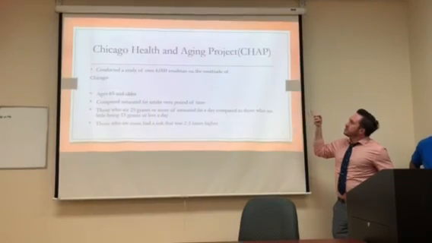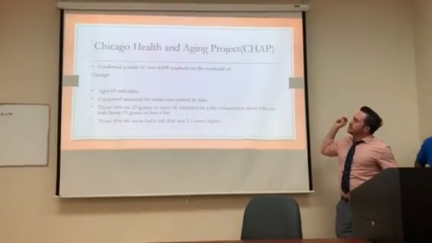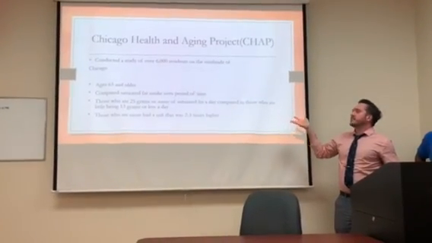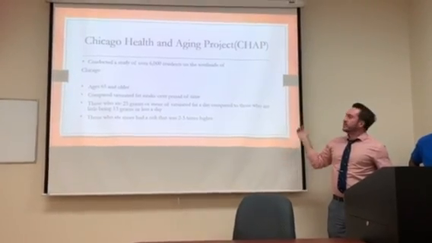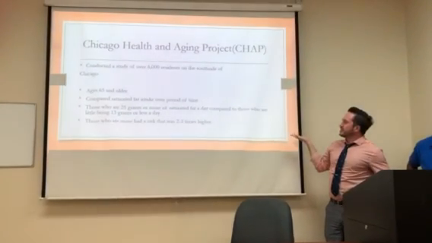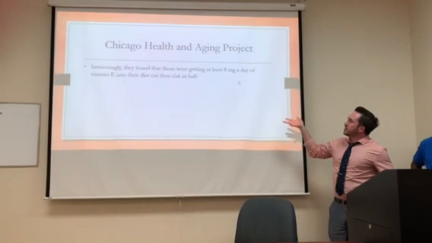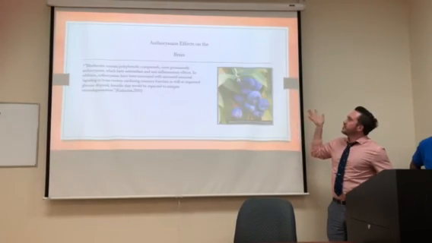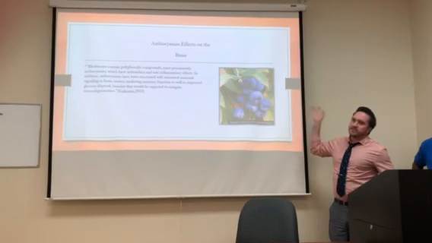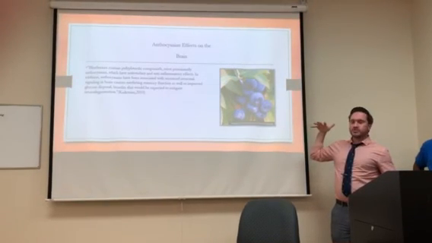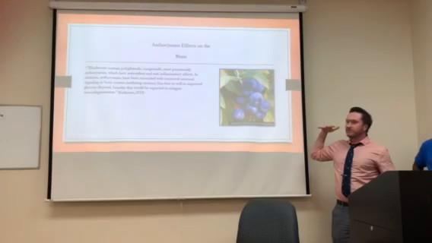Another study done by the Chicago Health and Aging Project found that people who ate more saturated fat were more likely to get it, and people who ate less saturated fat, 13 grams or less a day, were less likely to get it. Those who added vitamin E to their diet cut their risk in half, and those who ate blueberries were shown, after 12 weeks, to improve cognitive function.